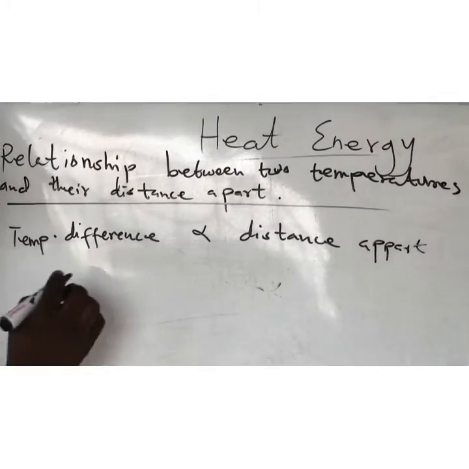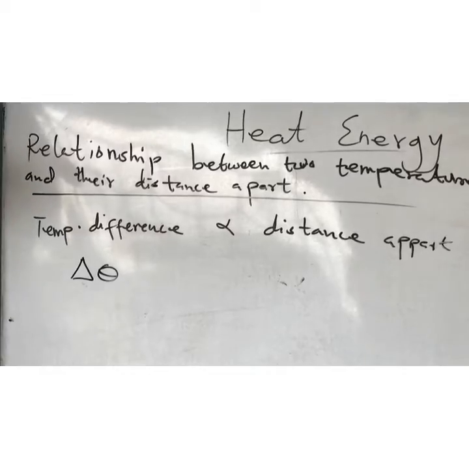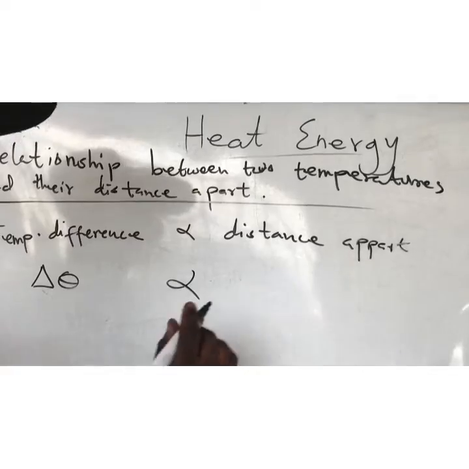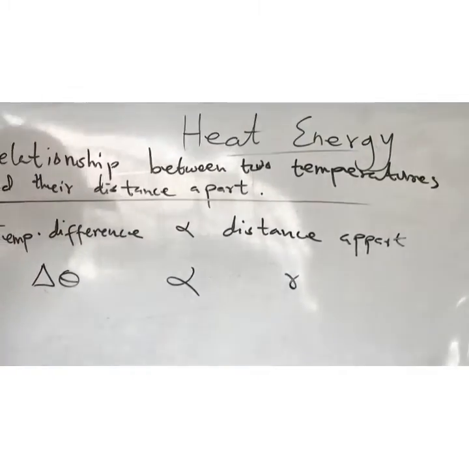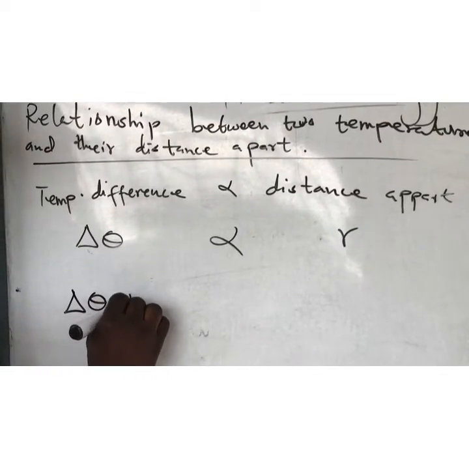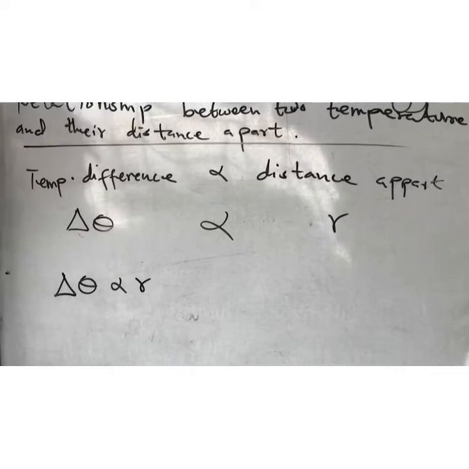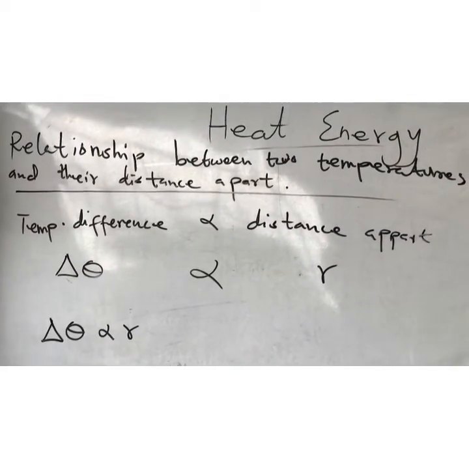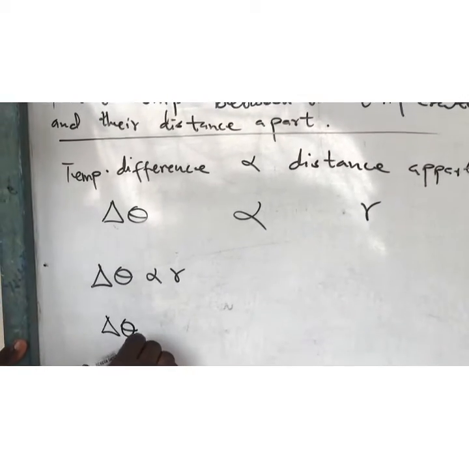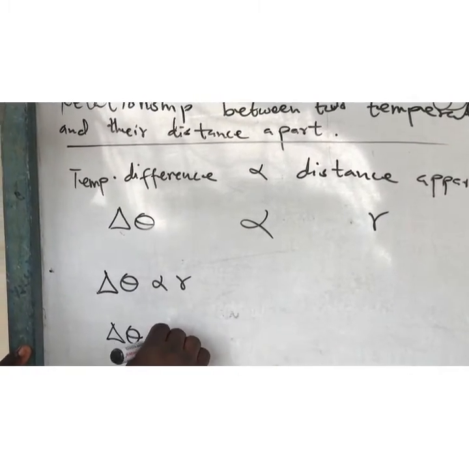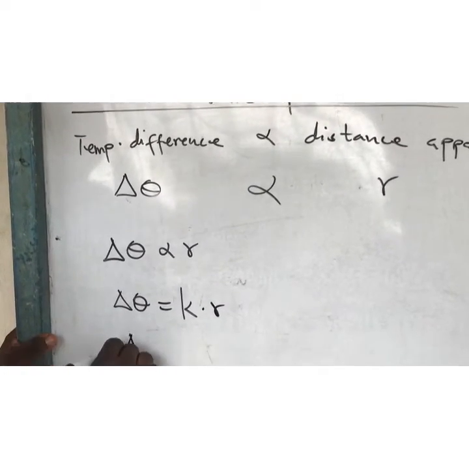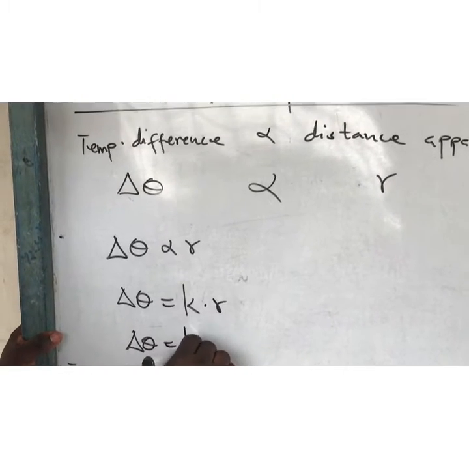So let's say the temperature difference, denoted with theta, will be directly proportional to the distance apart. Let's say the distance apart is R. So it means that temperature difference is directly proportional to R. If we want to remove the proportionality sign, we bring in an equal sign and a constant. So theta will be equal to, let's say our constant is K, so K times R. So here, temperature change is equal to K R.